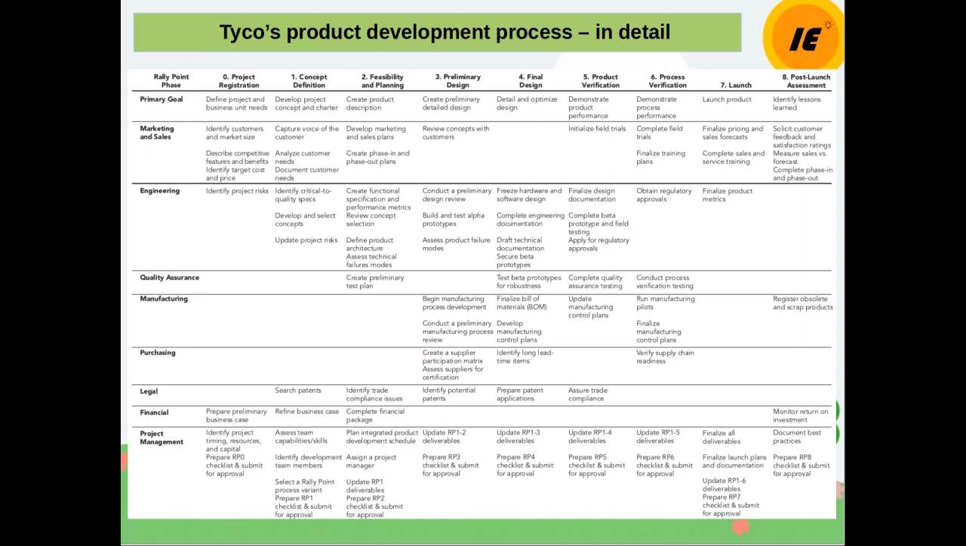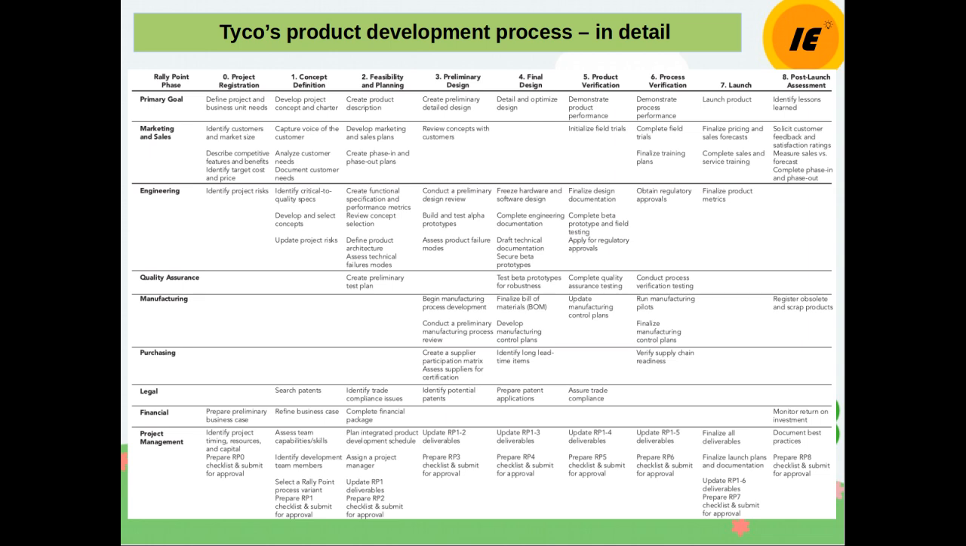Marketing sales team will come again, initialize field trial. Engineering team will do finalize design documentation, complete beta prototype and field testing, and apply for regulatory approval. Quality assurance team will come and do complete quality assurance testing. Manufacturing will do update manufacturing control plan. Purchasing team, legal team will do assure trade compliance, and then process verification, demonstrate process performance, complete field trial, and finalize training plan by the marketing and sales team.